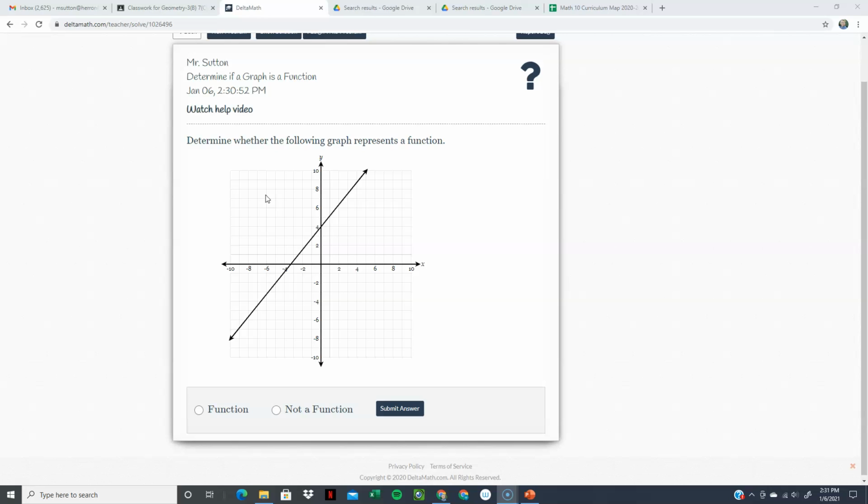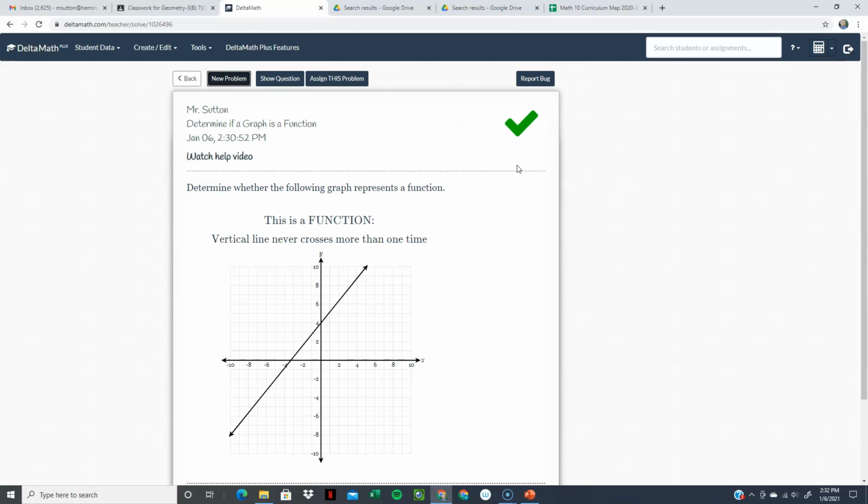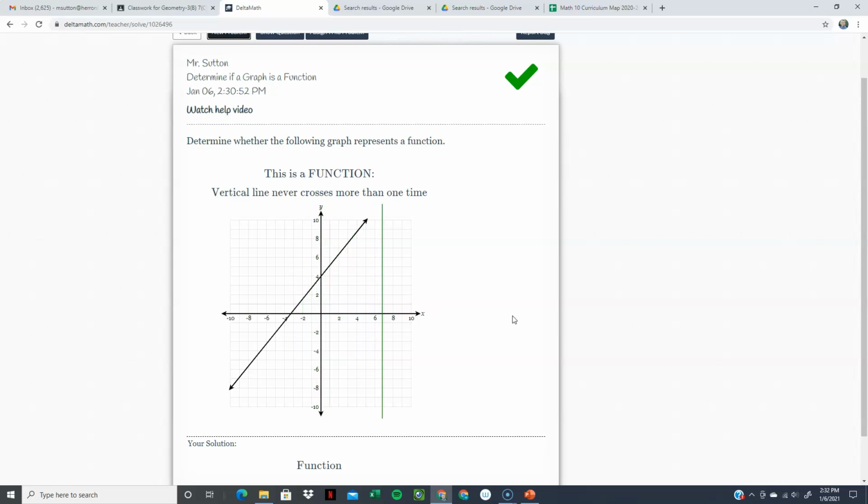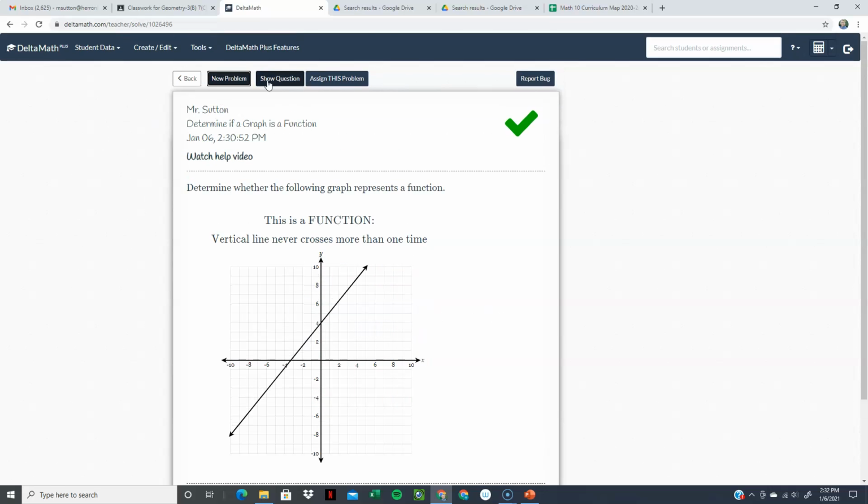So basically what the vertical line test is looking for is we want to see, is there any place I can draw a vertical line through where I touch the graph here more than once. So anywhere I draw a line through here, I'm going to just cross the line at one point. So this is a function. And oh, this gives a nice demonstration of the vertical line test. That's very cool.